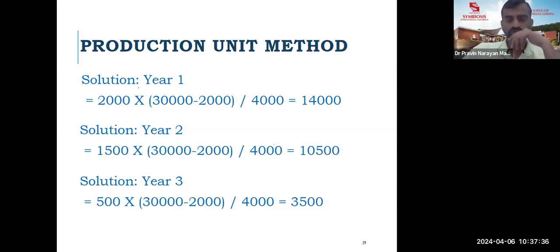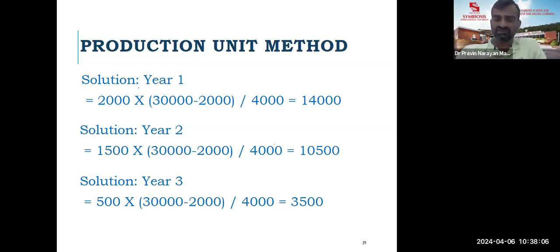Now let's recap these four methods. First is the straight line method, where an equal amount is charged as depreciation over the lifetime of that asset. Second, written down value, where a fixed percentage will be charged on the value of the asset.